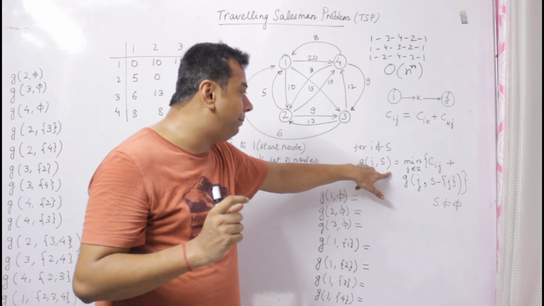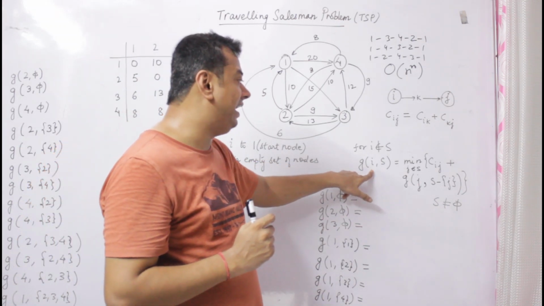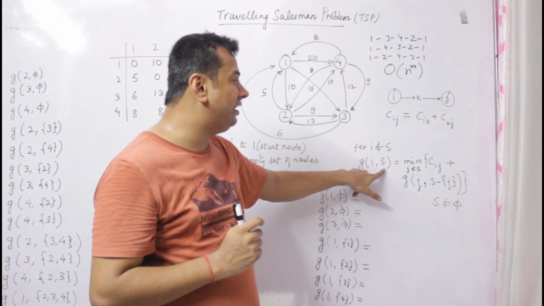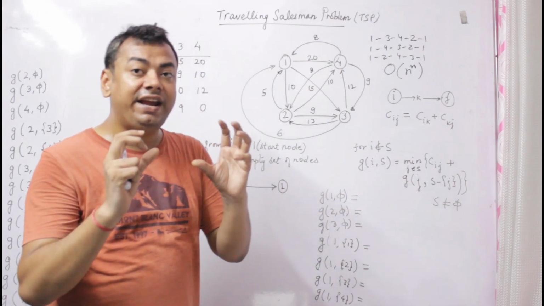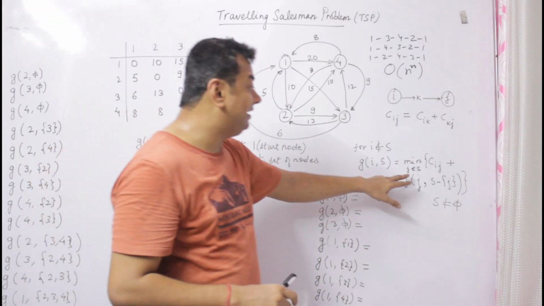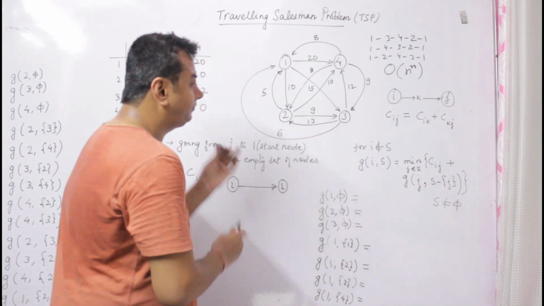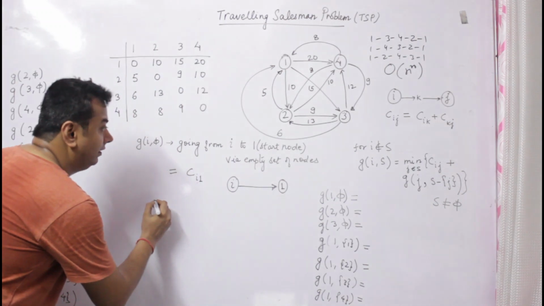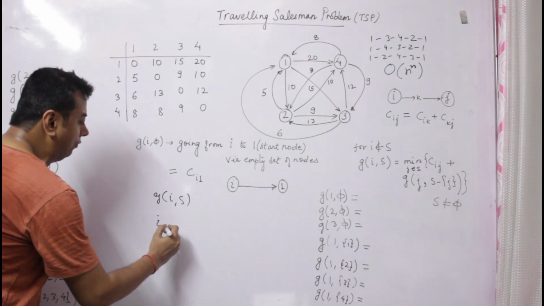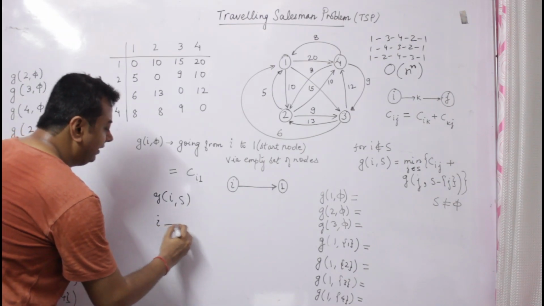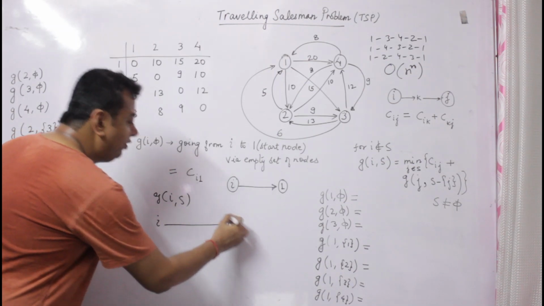And how to compute this function? What we will do? We will find all the j which is in this set S. We will take all the j which belongs to this set S, and we will compute. So what does it mean? G of I comma S is, you have to go from I to your start point, whichever node you choose.